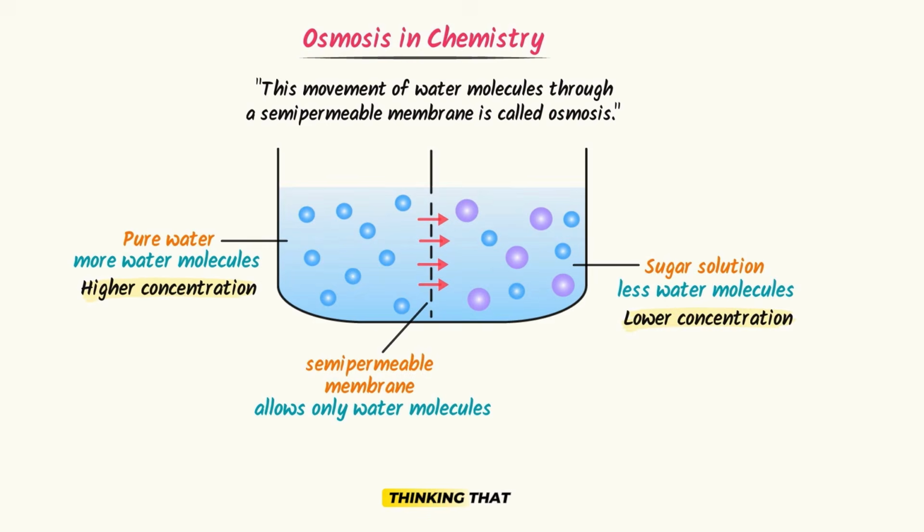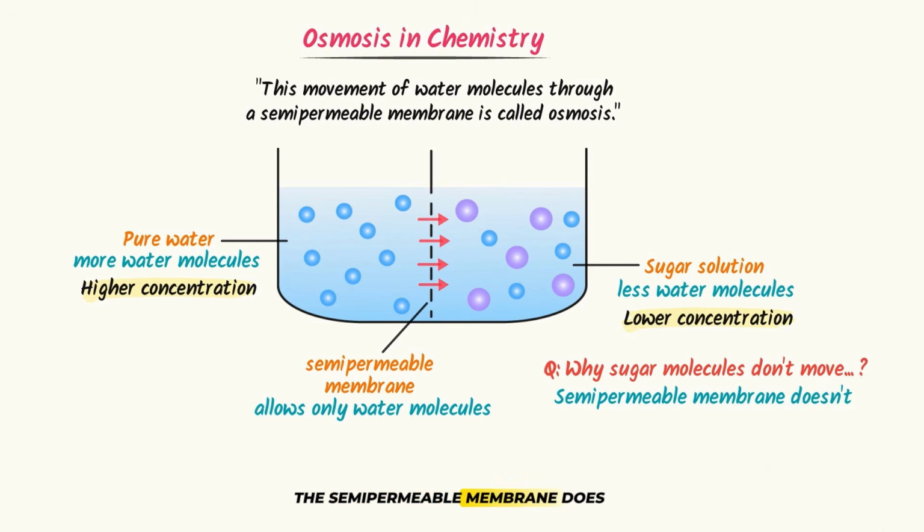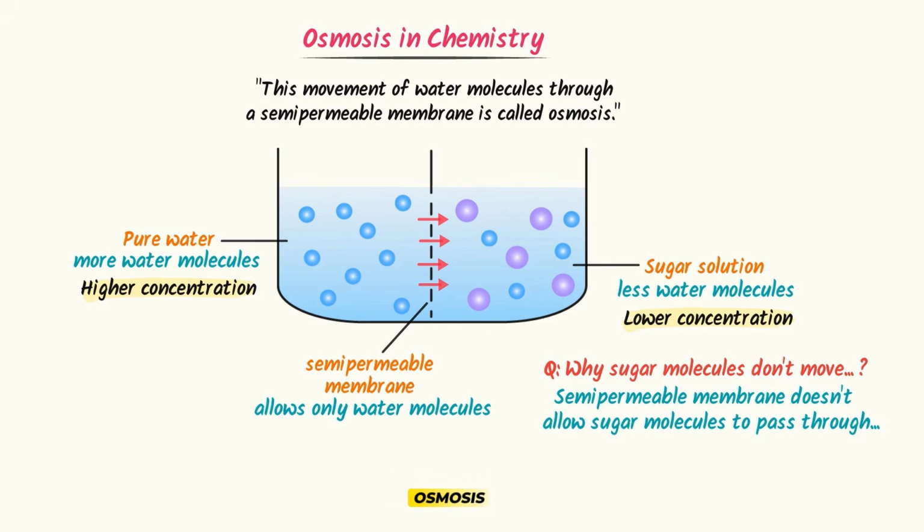Here, you may be thinking, why do sugar molecules not move from the higher concentration to lower concentration? The answer is simple. It is because the semi-permeable membrane does not allow sugar molecules to pass through. Thus remember that in osmosis, a semi-permeable membrane is essential. Although the solute, or sugar, is free, it cannot pass through the membrane. So only the solvent, or water, moves.